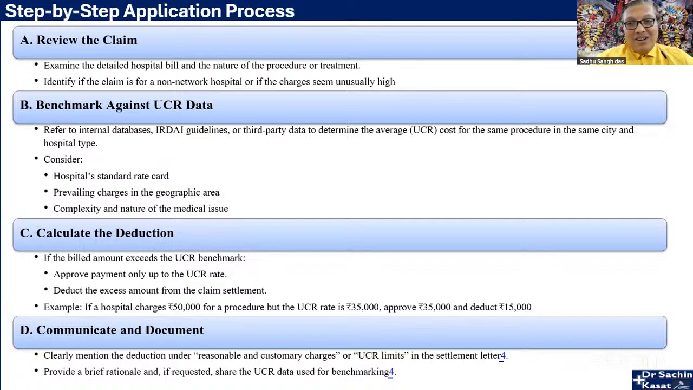So here, what needs to be considered is the hospital standard rate card, prevailing charges in the geographic area, and the complexity and nature of the medical issue. And then we calculate. If the billed amount exceeds UCR, then we approve only up to UCR and we deduct the excess amount. And I already shared the example with you previously.